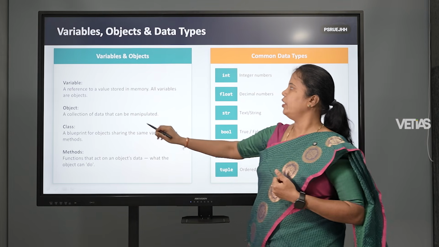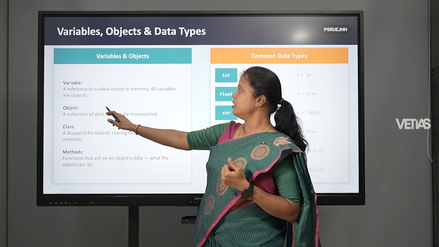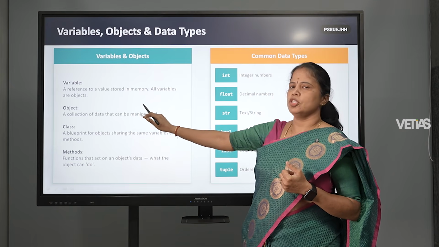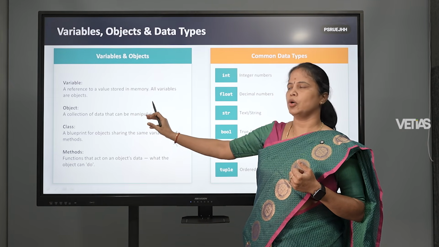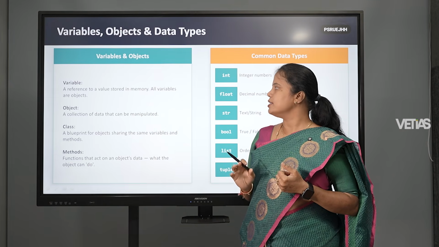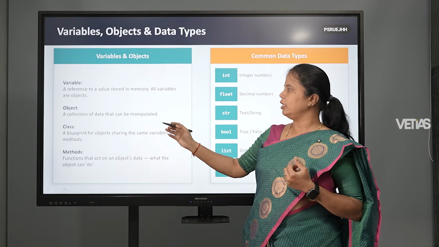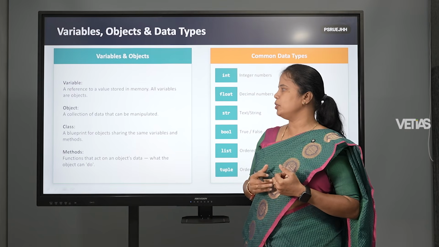So the variable we can call as a reference to a value stored in memory. All variables are objects. So an object is a collection of data that can be manipulated, right? Objects are nothing but a collection of data that can be manipulated.